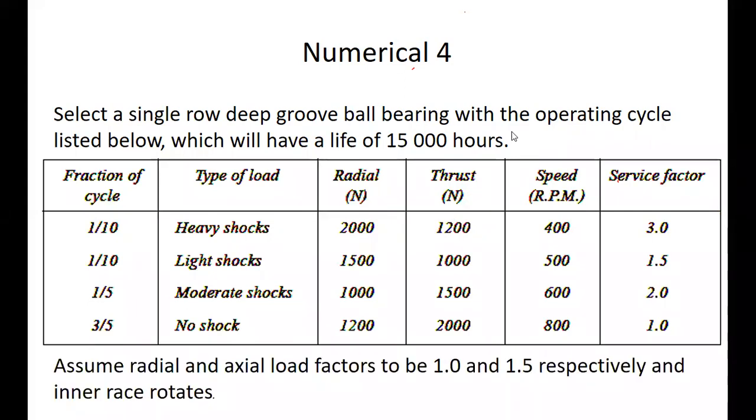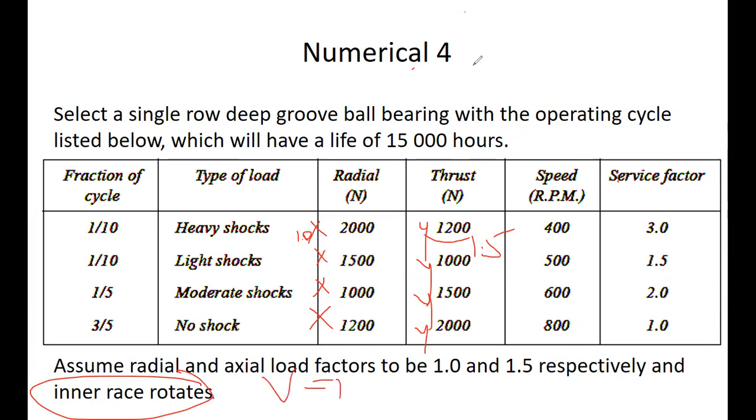They are telling us to assume radial and axial factors to be 1 and 1.5 respectively, and inner race is rotating. So everywhere X, the radial load factor, and Y, the axial load factor, this is going to be 1 and this is going to be 1.5. Inner race rotates, so we will always take it as 1.